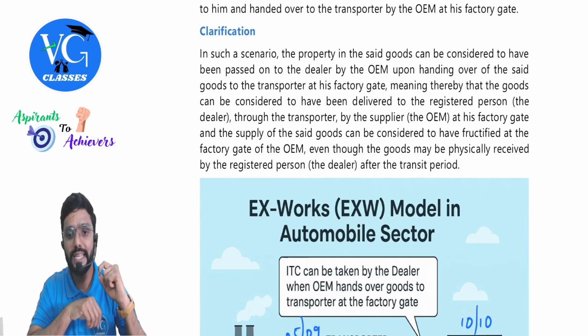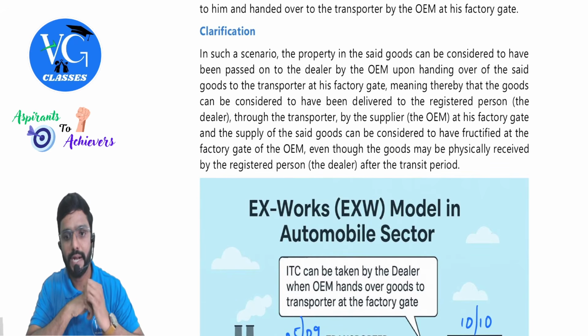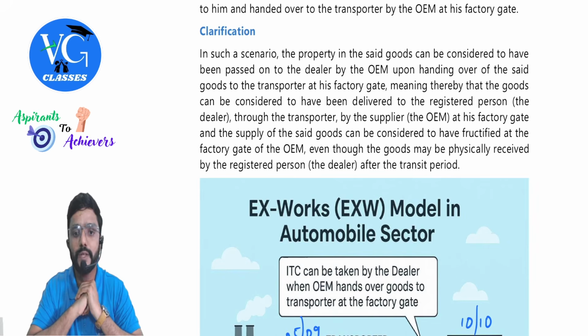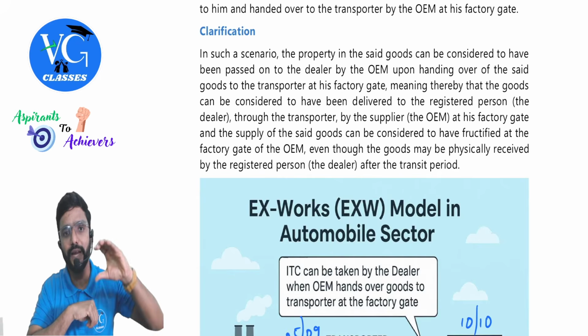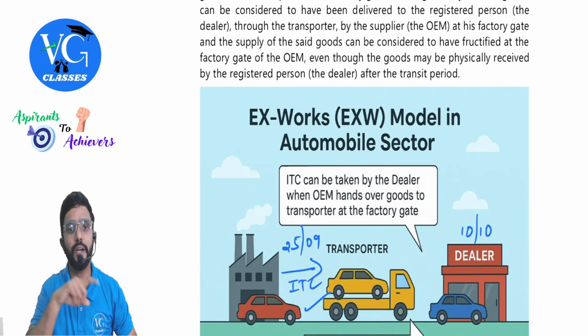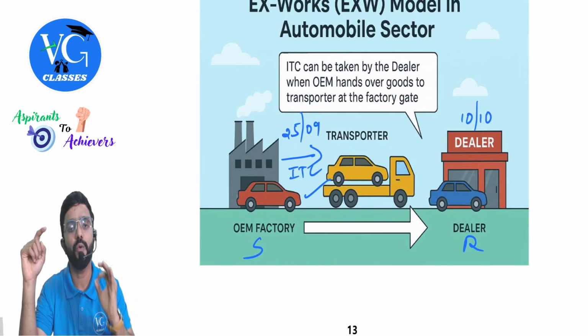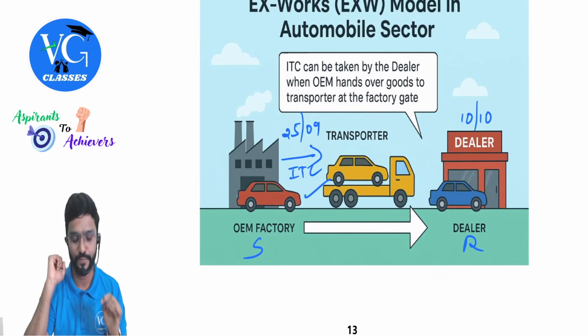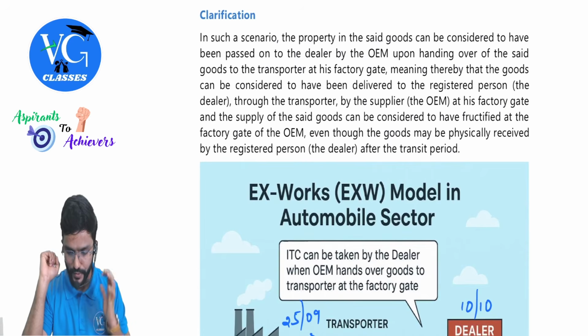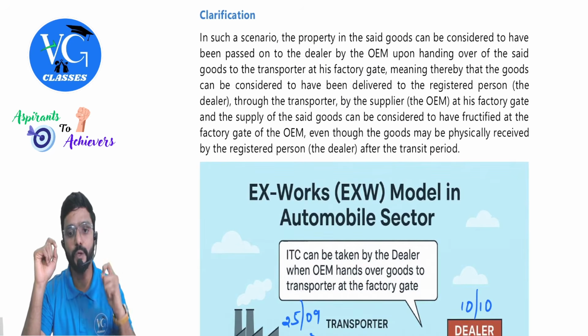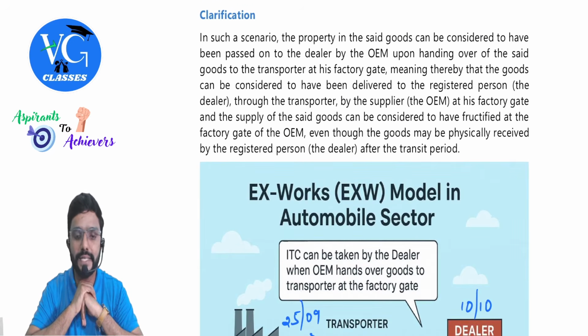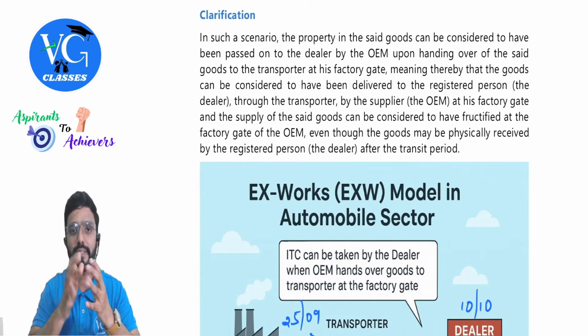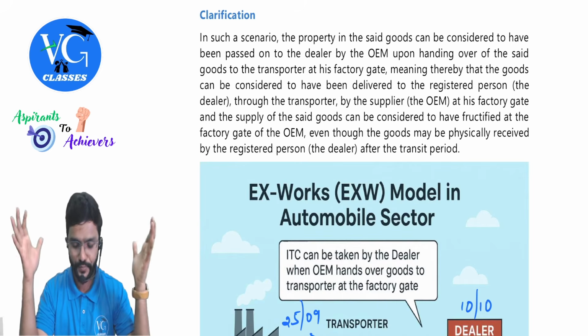The goods are sent through the transporter by the supplier, the OEM, at its factory gate. And the supply of the said goods can be considered to have been fructified at the factory gate of the OEM, meaning completed. So supply is already completed. Where, sir? Not when it is delivered, but when it is handed over to the transporter. Even though the goods may be physically received by the registered person, the dealer, after the transit period. Transit period means the transportation time, guys.